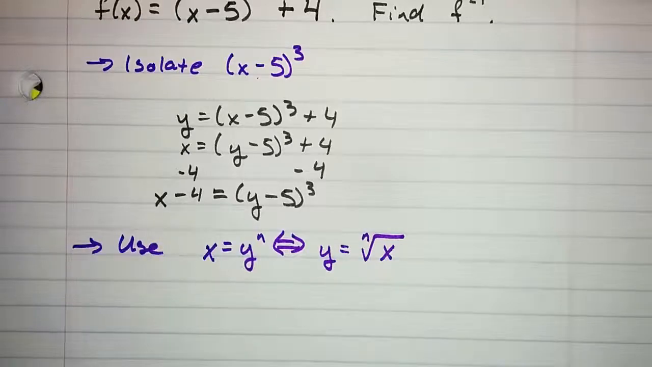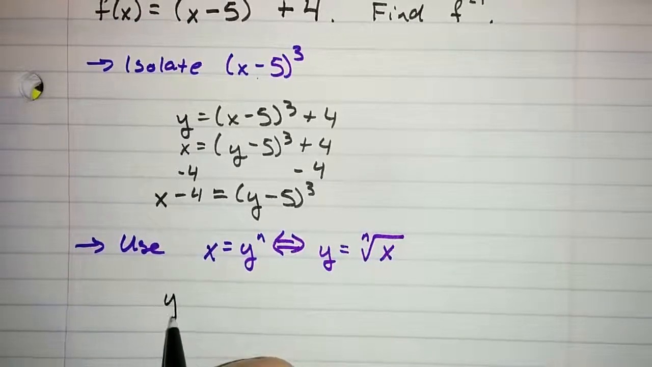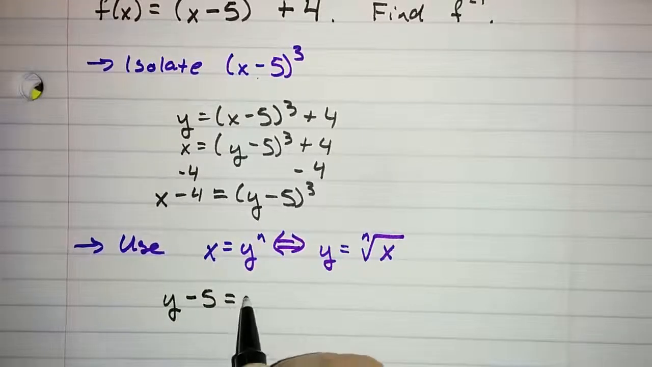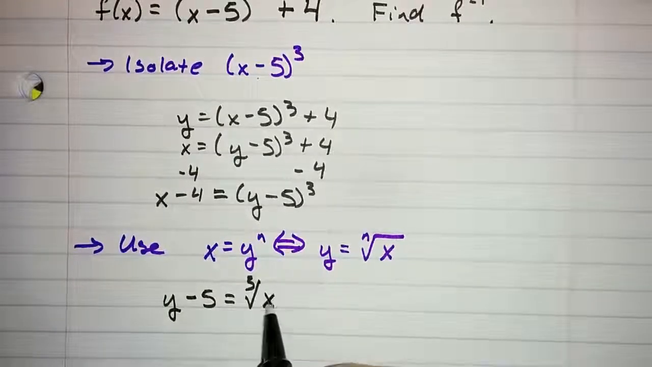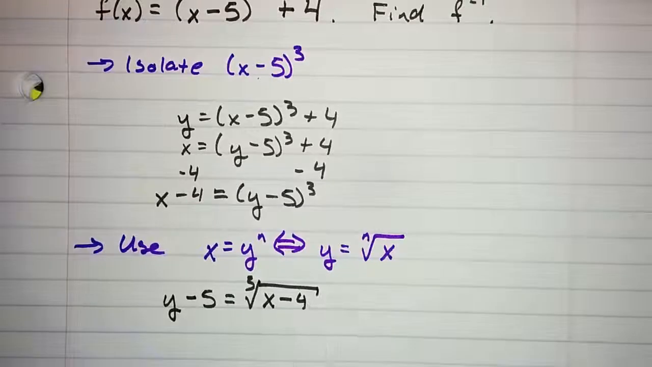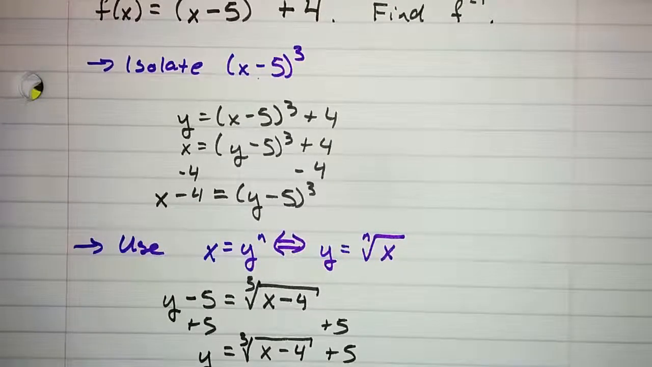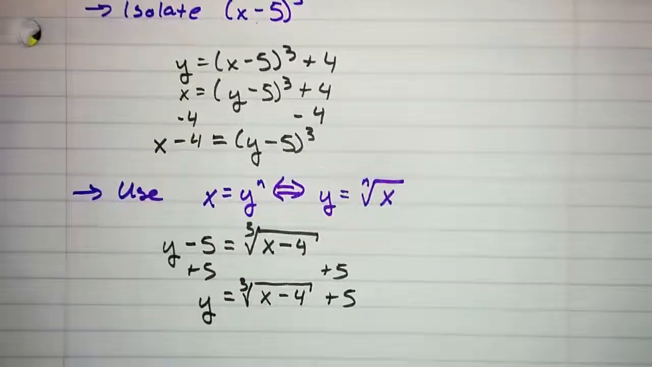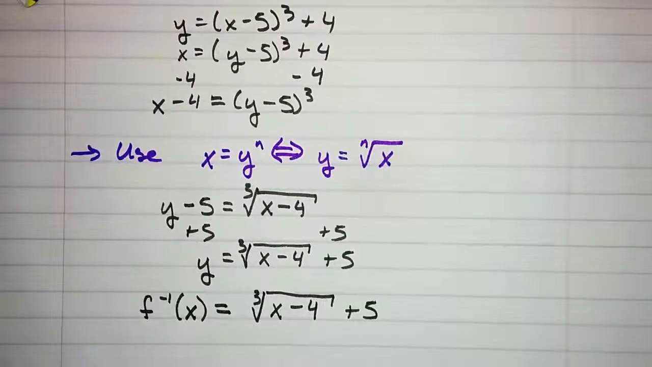to say if x minus 4 is (y minus 5) to the third, then y minus 5 is the cube root of x minus 4. Now we'll add 5 to both sides, and we're done. We'll bring back function notation. f inverse of x is the cube root of (x minus 4), plus 5.